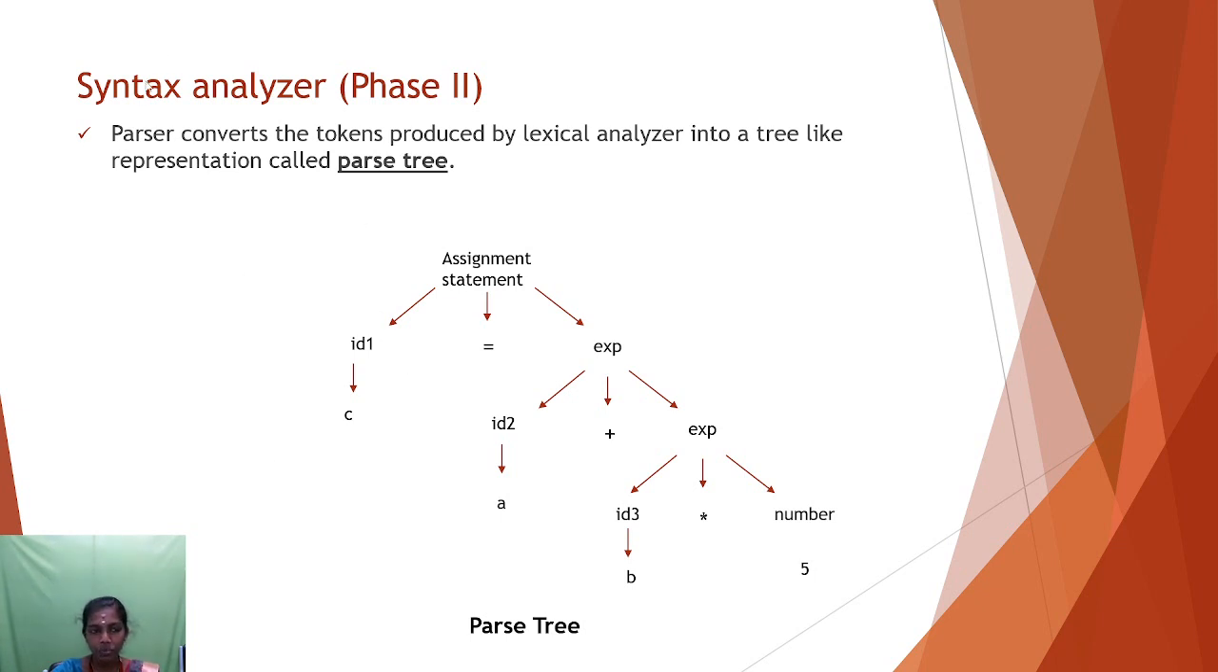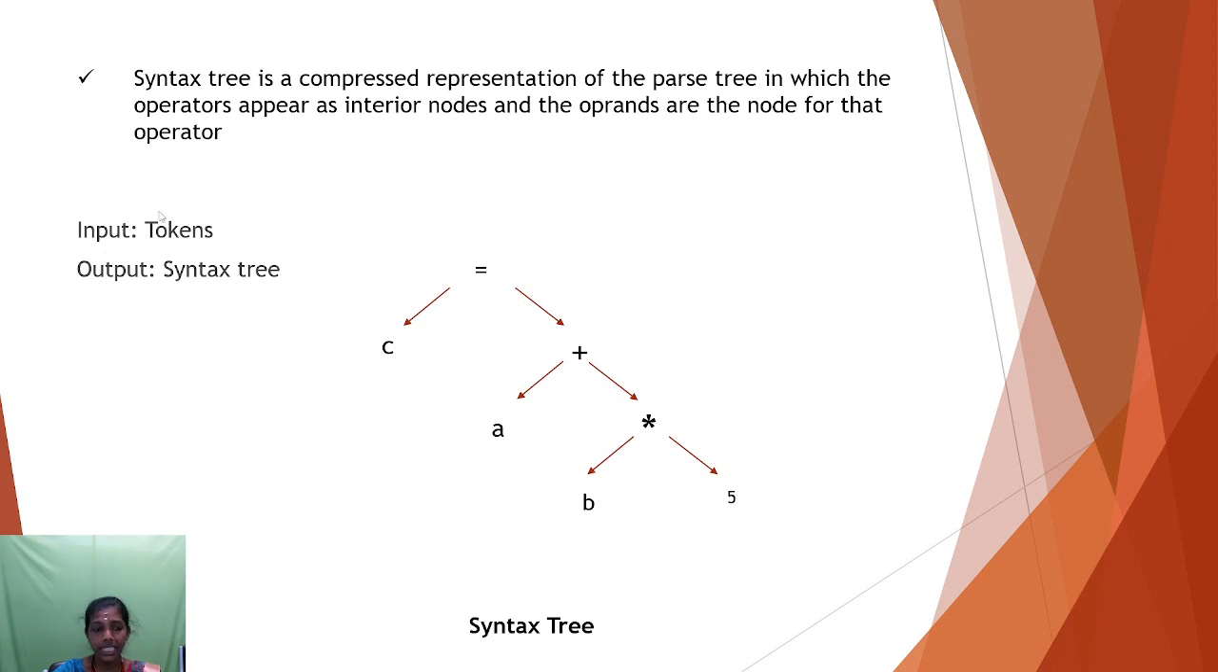In the previous slide, we saw that we split the lexemes into tokens. So here we have C as an ID, A and B also IDs, equal as an assignment statement, plus as an expression, multiplication as an expression, and 5 as a number. The syntax analysis part takes the tokens as input and generates the syntax tree. Here we remove all the unwanted or temporary variables and give the permanent variables as a syntax tree.